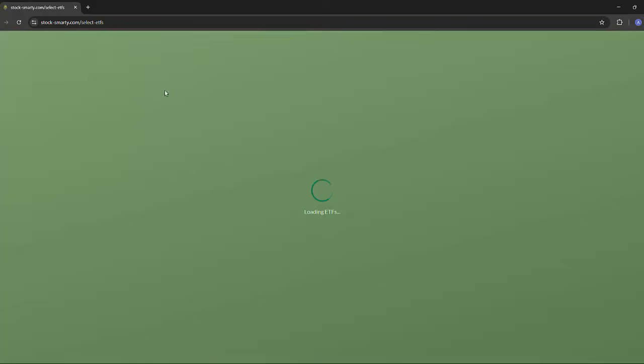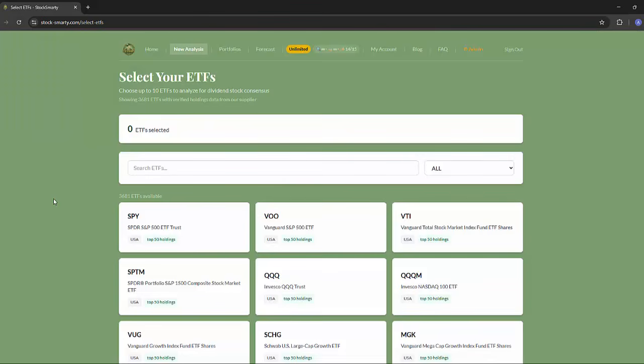What I'm going to do is go to the New Analysis tab, which will give us the option to select our ETFs, and the four that I'm going to focus on today is SCHD, which is the Schwab US Dividend Equity ETF, and this one is really for quality and yield stocks, so companies with strong fundamentals that also pay well. We're going to look at the VIG, which is the Vanguard Dividend Appreciation ETF. It ignores yield entirely and tracks companies with long histories of growing their dividends.